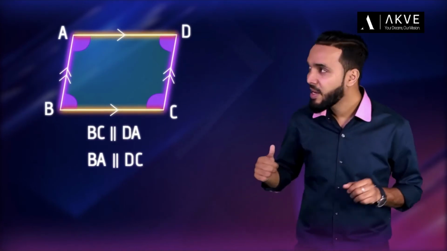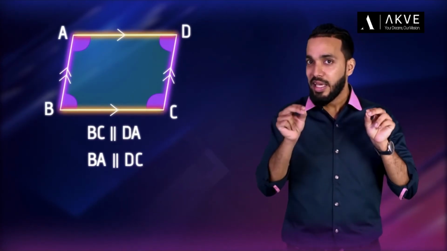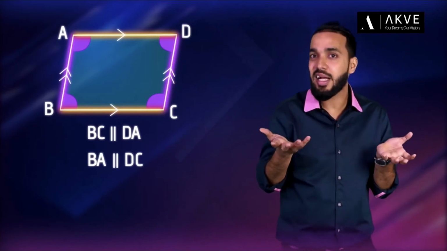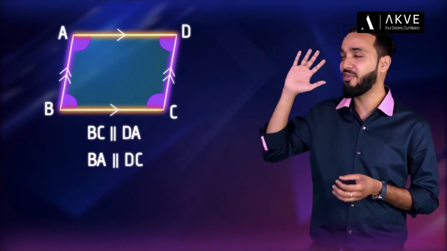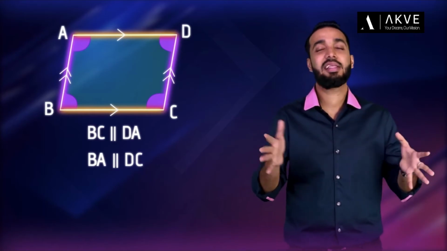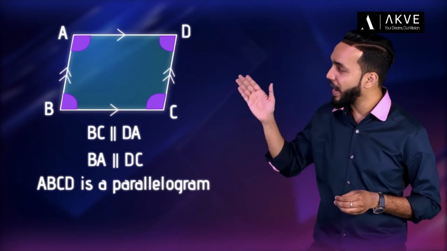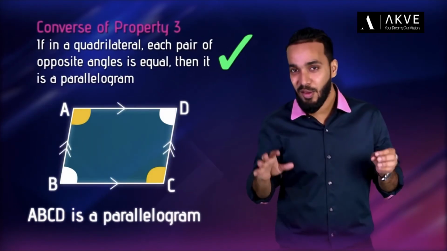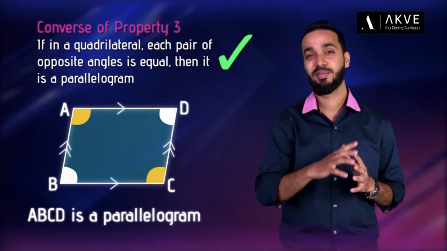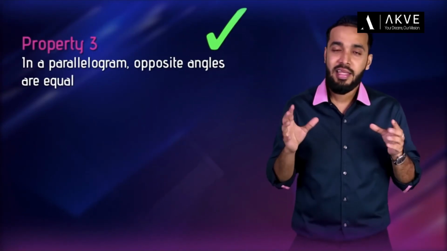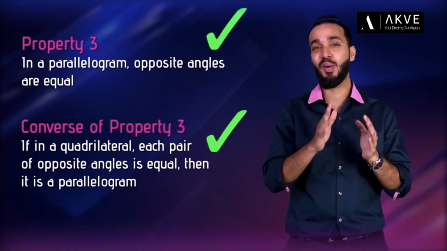So basically, we have a quadrilateral where each pair of opposite sides is parallel. Fits the definition of a parallelogram perfectly. Thus, we can say that ABCD is actually a parallelogram. See, we proved this one too. That was pretty interesting, wasn't it? We proved the third property and we saw that the converse also holds true.